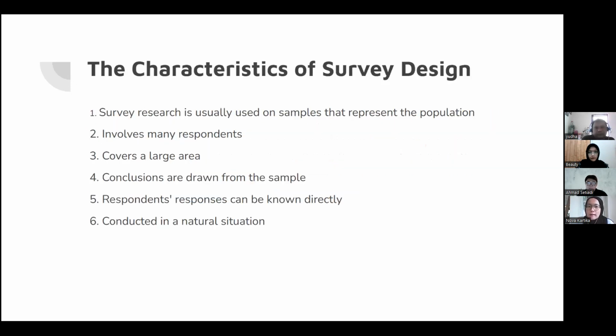And then these are the characteristics of survey design. The first one, survey research is usually used on samples that represent the population. And then it also involves many respondents, covers a large area, conclusions are drawn from the sample, and then responses can be known directly. And then the last, conducted in a natural situation.